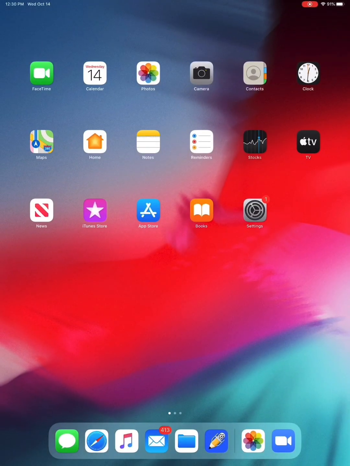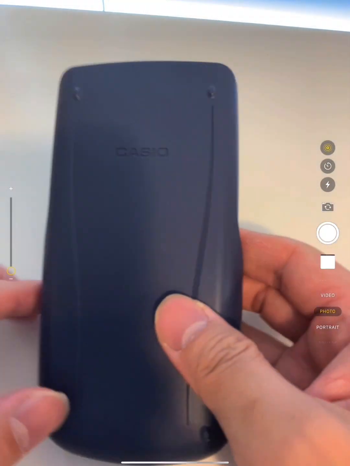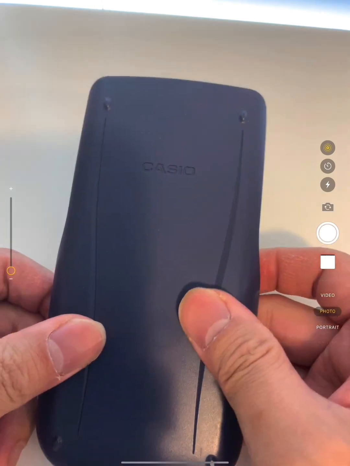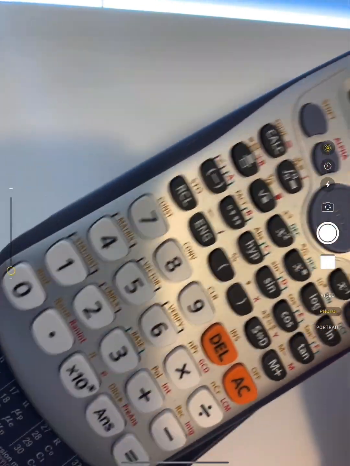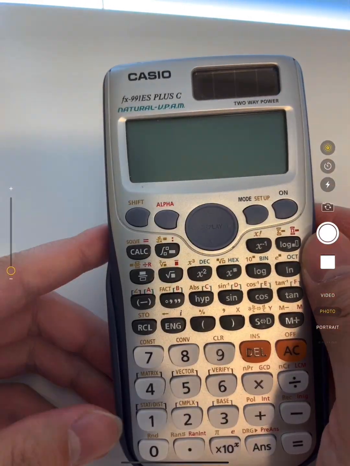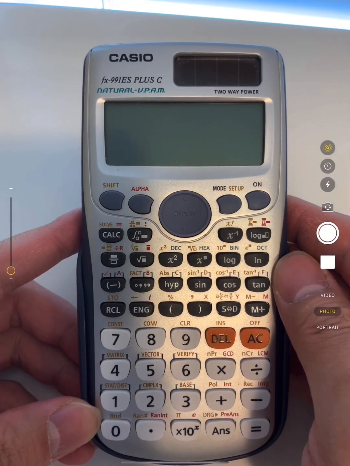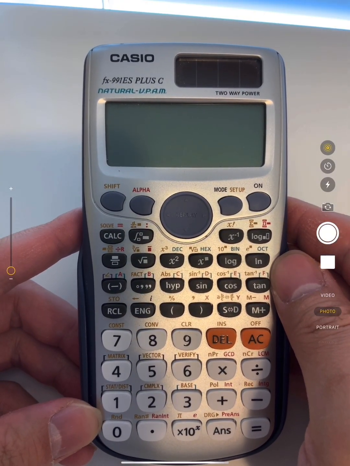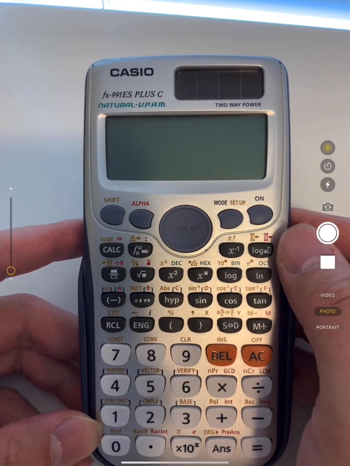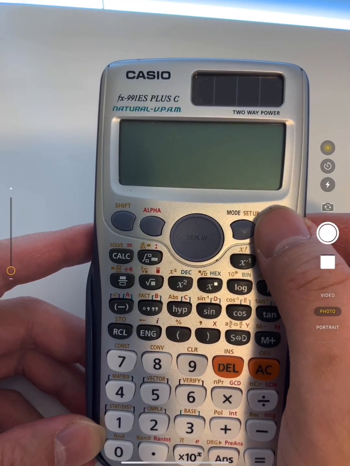Okay, so let me go to my camera. This is the calculator that I like to use. It's the Casio calculator. They're usually available at Staples. So you can maybe just take a screenshot. This is the calculator that I want you to get if you don't already have one. It should cost about $20.